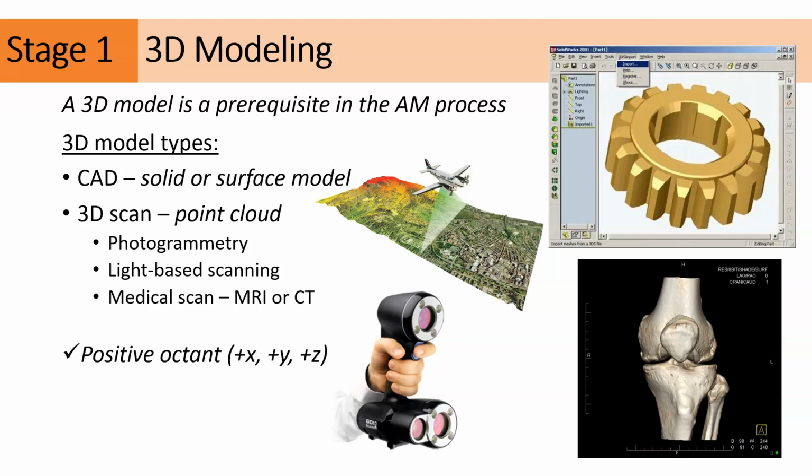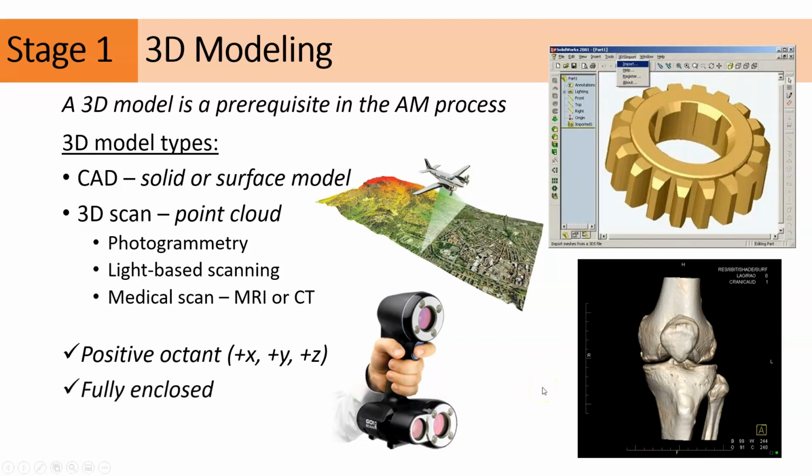Okay, all positive. To put things in a positive octant, all you'll need to do is take your 3D data, your 3D model, and translate it into the positive octant. It's not a big deal, but it can be confusing and cause errors if you don't have your 3D model in the positive octant.